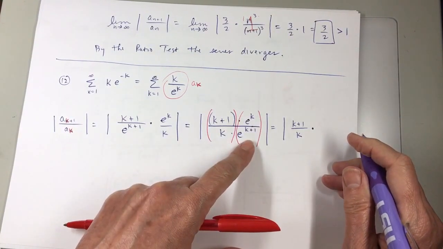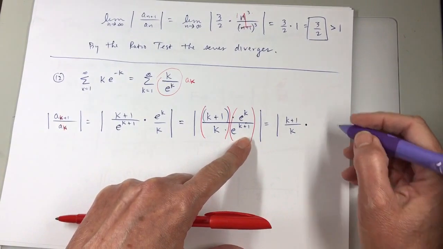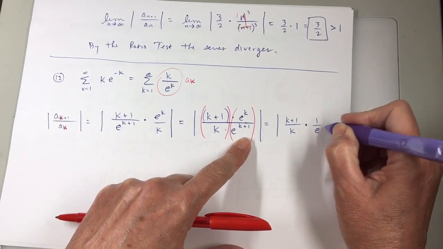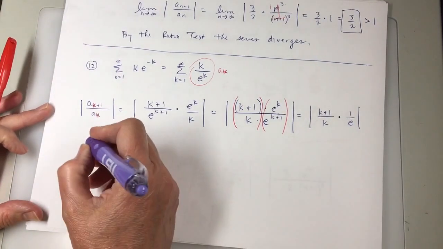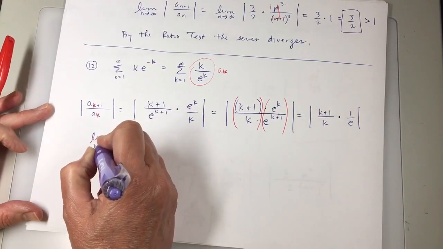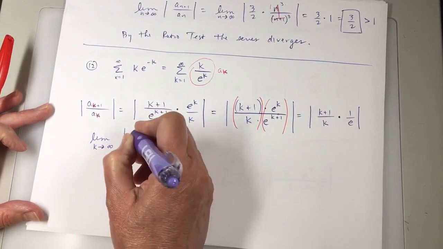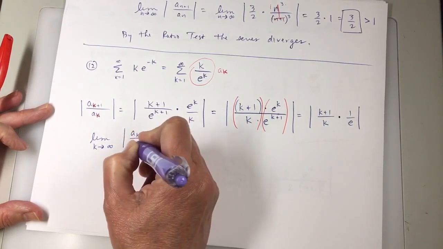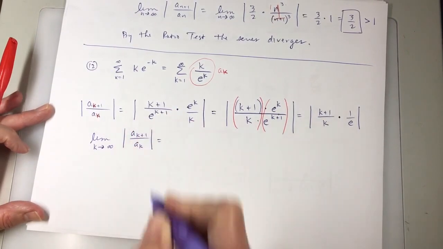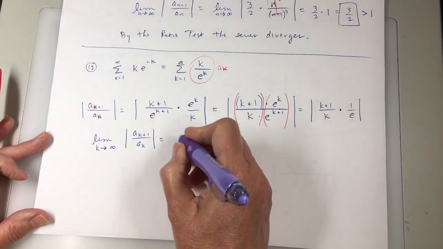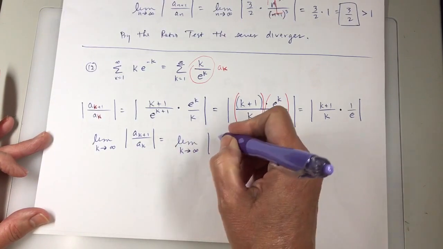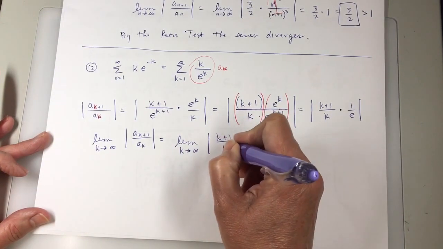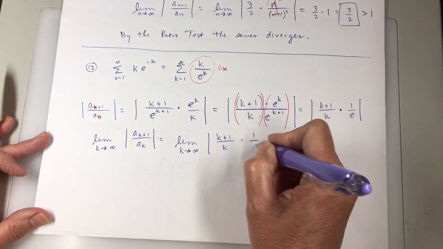What about e to the k over e to the k plus 1? 1 over e. There's my ratio. And so the ratio test, we'll do the limit as k approaches infinity of the ratio a sub k plus 1 over a sub k. That's going to be the limit as k approaches infinity of the absolute value of k plus 1 over k times 1 over e.